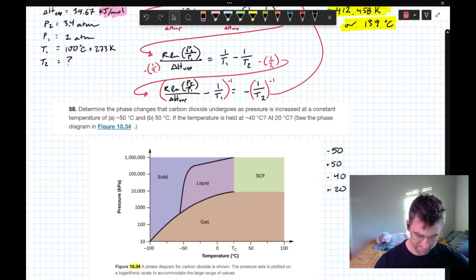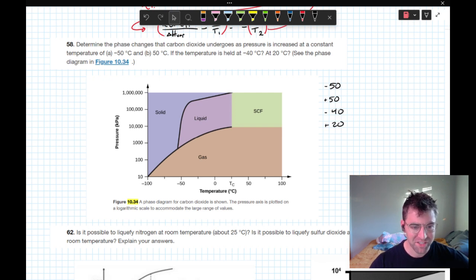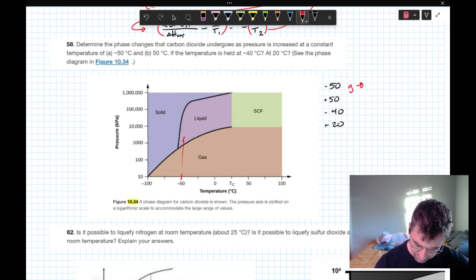Okay. More phase diagrams. Determine the phase changes that carbon dioxide undergoes as pressure is increased at a constant temperature. And I've written those temperatures off to the right here. So, pressure increased at a constant temperature. If we're starting at negative 50, start right here, we will start in the gas phase, move into the liquid phase, and finally into solid phase.